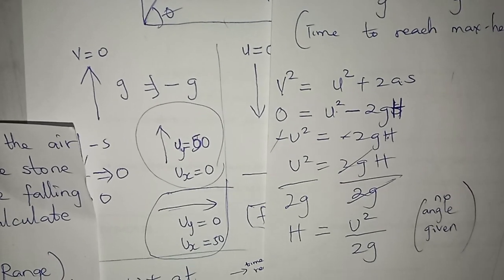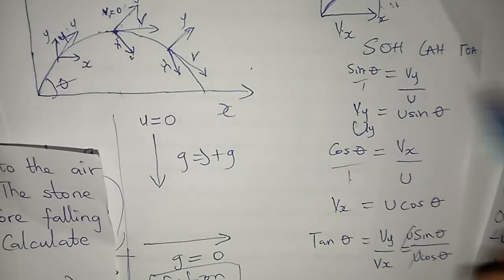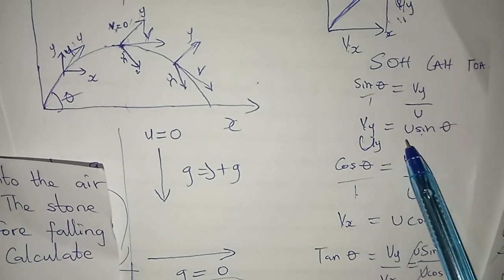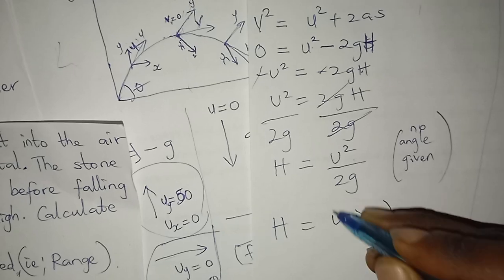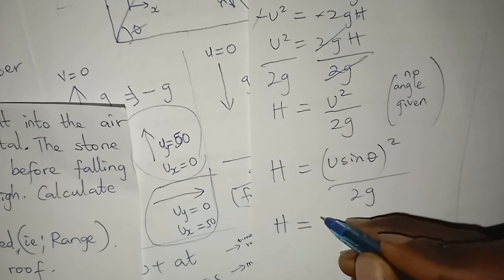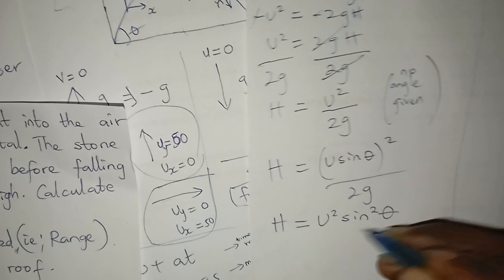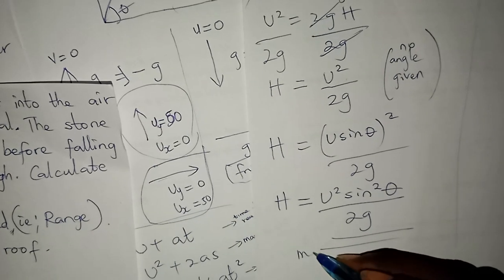But once an angle is given, you'll remember that the u there is equals to u sine theta. So you quickly rush and change the u there to u sine theta, and it's all square over 2g. Now remember that h is equals to, this square, distributive power law, will be u square sine theta square, but we normally write it as u square sine square theta all over 2g, and this is your maximum height. So this is the formula for maximum height.